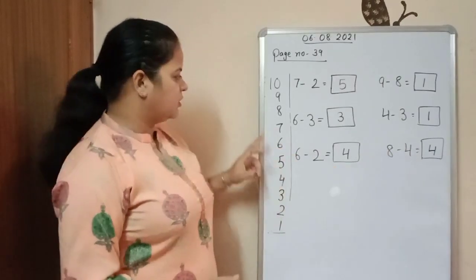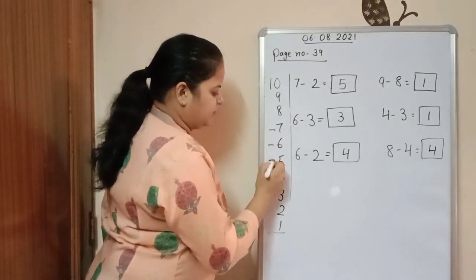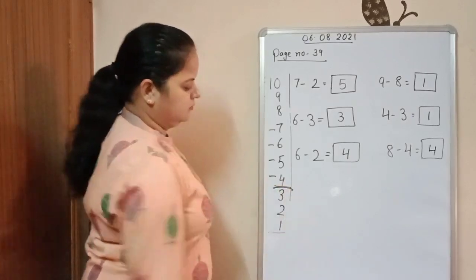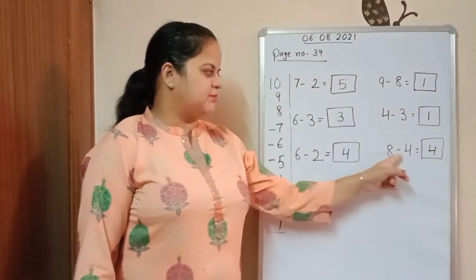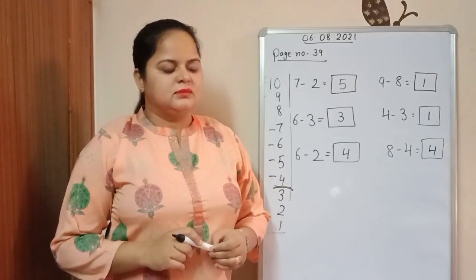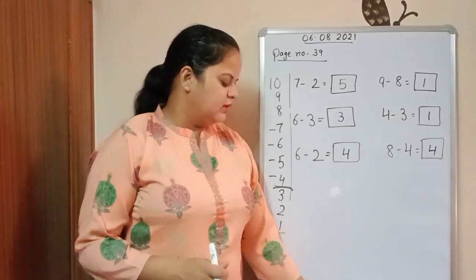8 minus 4. 8, 7, 6, 5, 4. We have to go 4 steps back: 1, 2, 3, 4. So the answer is 4. 8 minus 4 is equal to 4. I hope you all understand this concept. Yes?